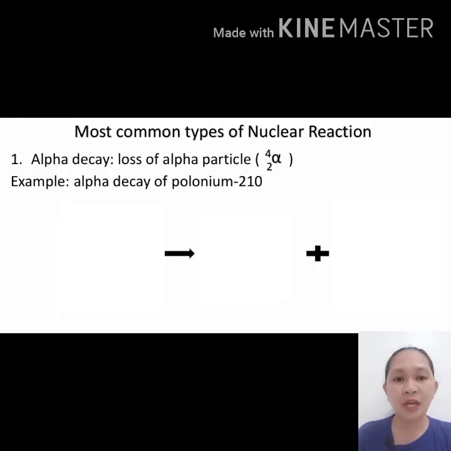These are the most common types of nuclear reaction. The first one is alpha decay, or loss of an alpha particle.